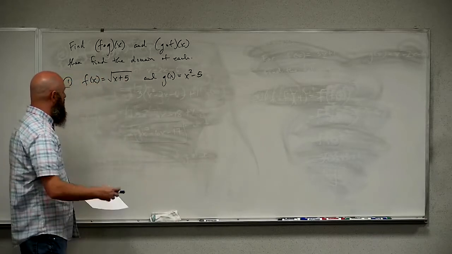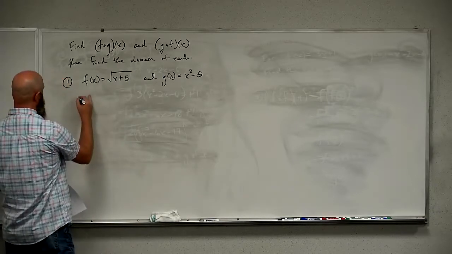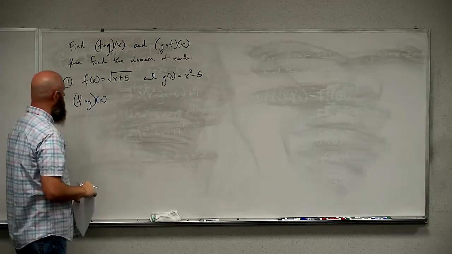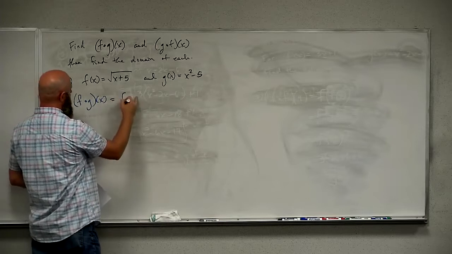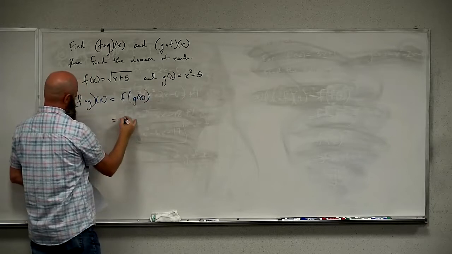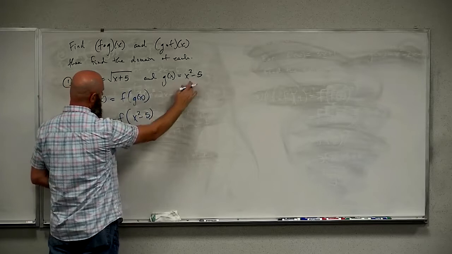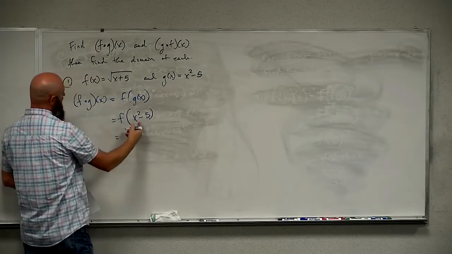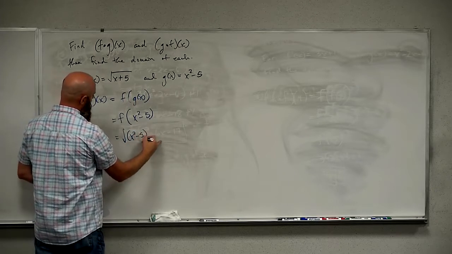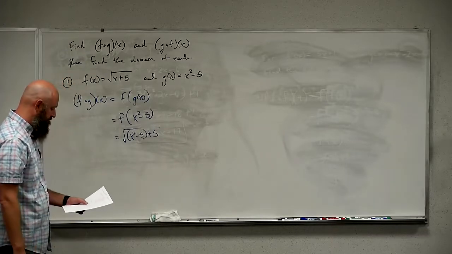All right, so we need to do both of these. So let's start with our f of g. So f of g of x. Just like we did before, we're going to do f of g of x. So that's f of x squared minus 5, just here. And so that means we're going to take x squared minus 5 and plug in. So x squared minus 5 plus 5, and we're going to take the square root of all of that. Okay.